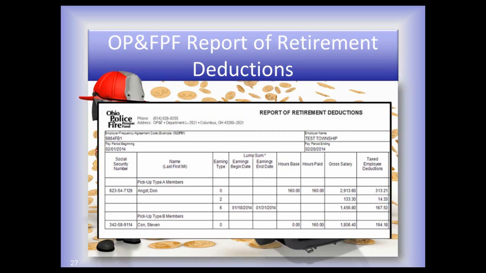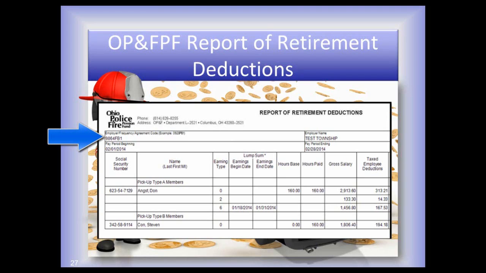The following information must be included on the Report of Retirement Deductions that's sent to OP&FPF on a monthly basis. Employer Agreement Code. The Employer Agreement Code is a 7-character OP&FPF employer identifier and is assigned by OP&FPF. It consists of a unique 4-digit number, followed by F for fire or P for police, the employer's pay frequency code, and a single-digit number.